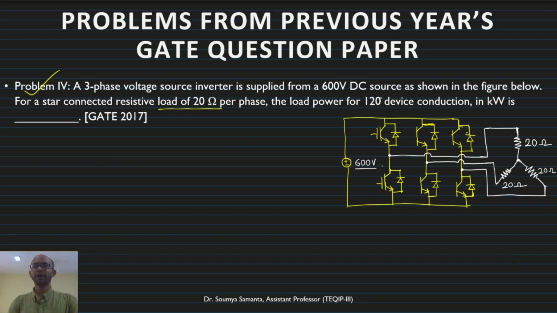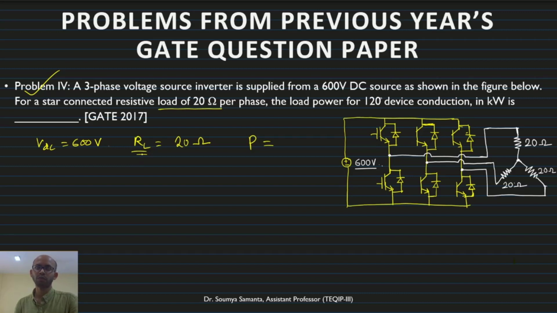So first, RL is given, VDC is given. VDC is 600 volt, and RL is 20 ohm. Now how can we solve? We have to find out the power. This is also given per phase.